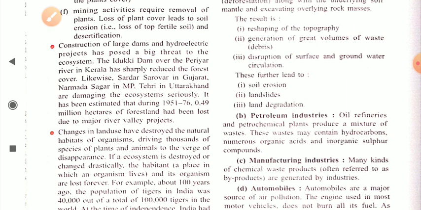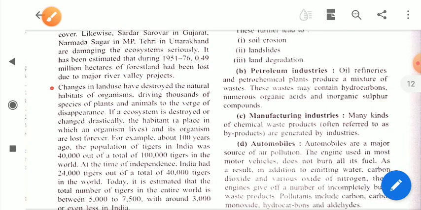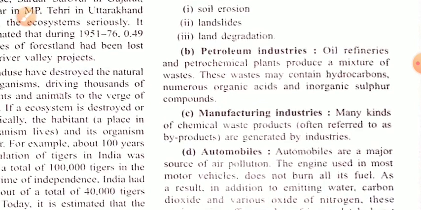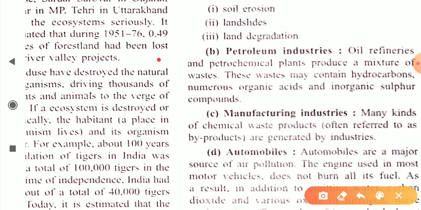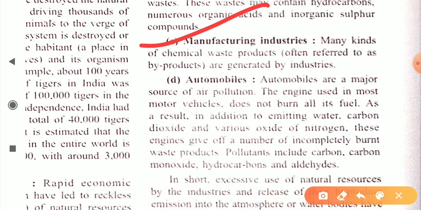By mining activities, you will face all these types of problems in your near future, or you are already facing them. Next is petroleum industries. Oil refineries and petrochemical plants produce a mixture of waste. This waste may contain hydrocarbons, numerous organic acids, and inorganic sulfur compounds. So this is really harmful for our ecosystem, for our planet Earth. Next is manufacturing industries, which produce many kinds of chemical waste, often referred to as byproducts generated by the industry. So manufacturing industries also play an important role in the destruction of the ecosystem.